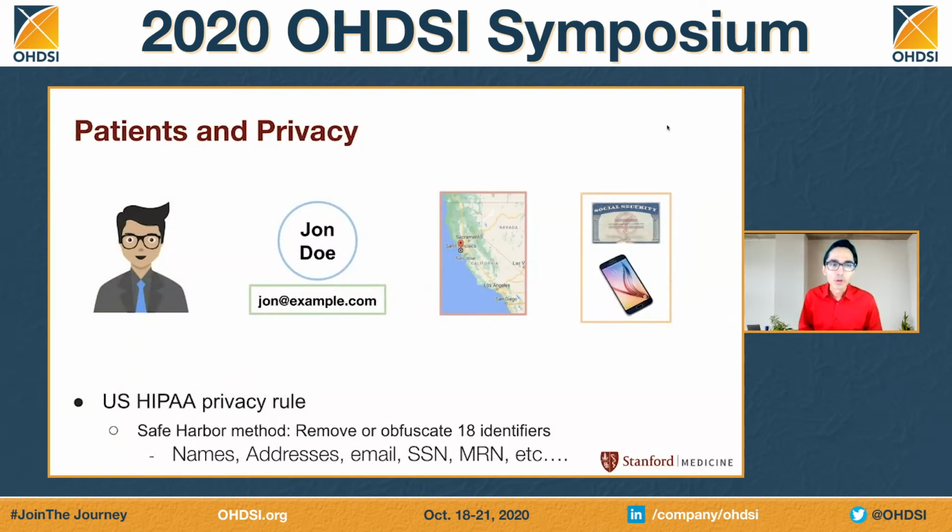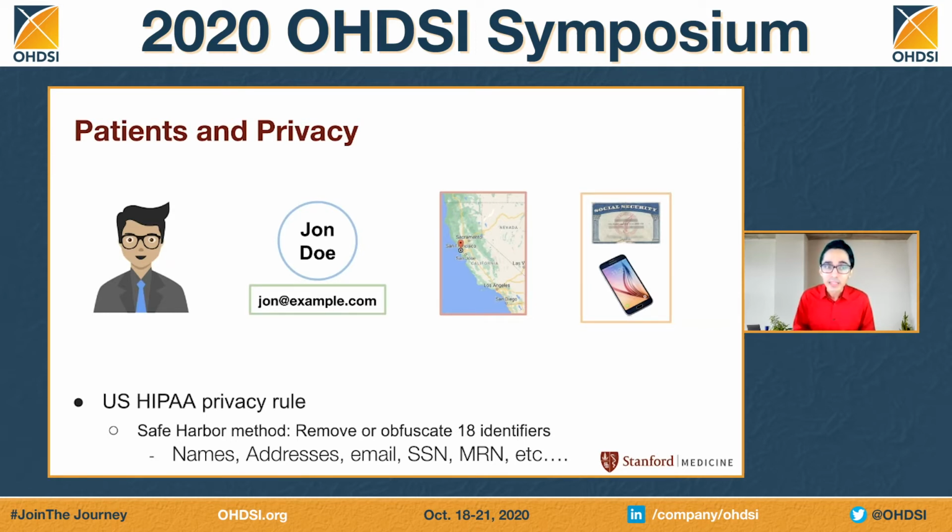At Stanford, we're committed to protecting patient privacy. When John comes to one of our hospitals, he trusts us with all his personal information, such as email, social security, phone number, etc. All this information is routinely used as part of the care we provide for him. However, in most of the research, this information is not really needed. Such is the need to remove that identifiable information from the data.